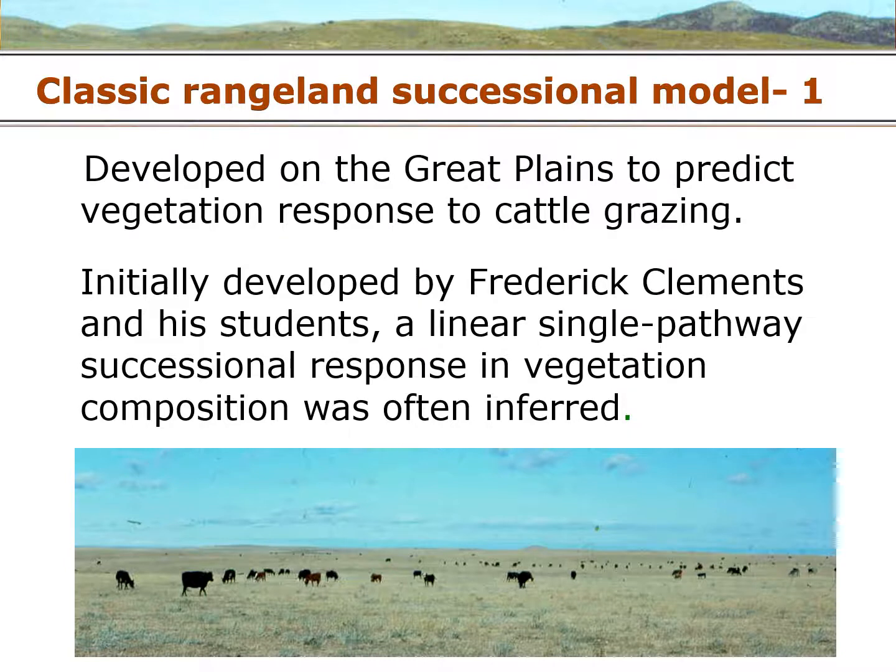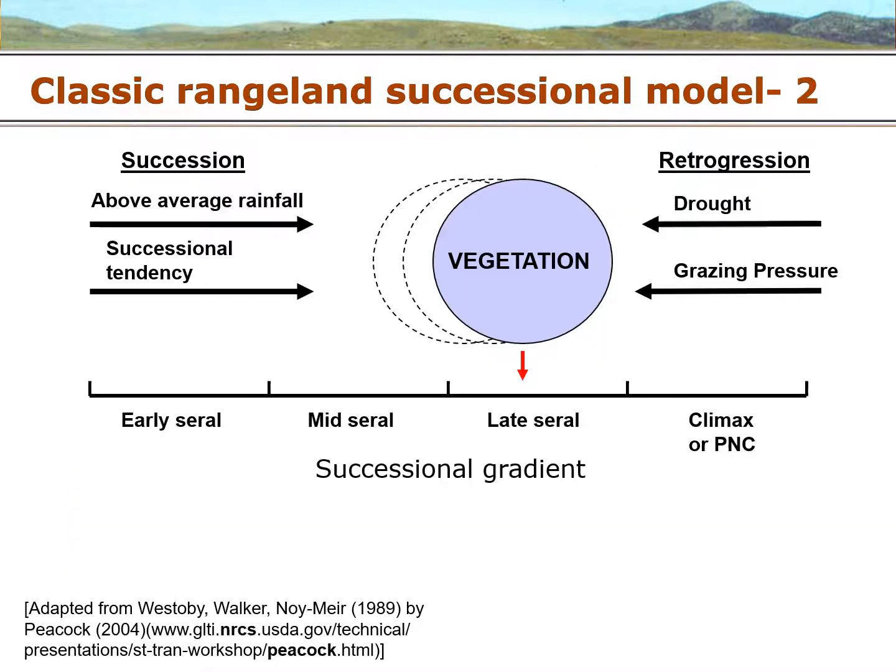Let's first look at the classic rangeland successional model. It was originally developed on the Great Plains to predict vegetation response to cattle grazing. It was initially developed by Clements and his students as a linear single pathway successional response in vegetation to the grazing, although many other ecologists also contributed to this development.